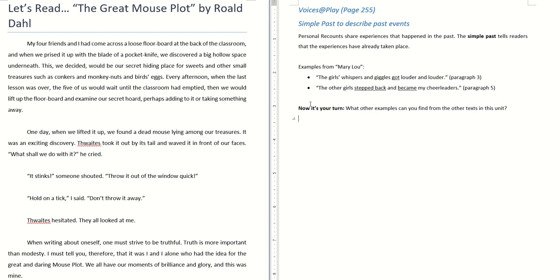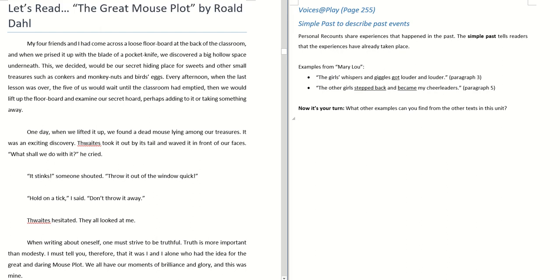Now let's take a look at The Great Mouse Plot by Roald Dahl and see if you can spot any examples of simple past. Please get a highlighter ready. My four friends and I had come across a loose floorboard at the back of the classroom, and when we prized it up with the blade of a pocket knife, we discovered a big hollow space underneath. So, did you spot any simple past in this sentence? It's a pretty long sentence. So, one of them could be here: prized it up with, and then there's another one, discovered.